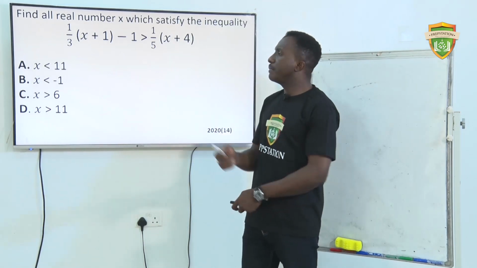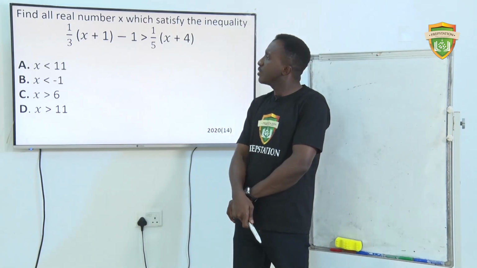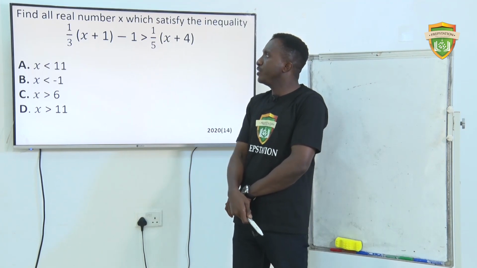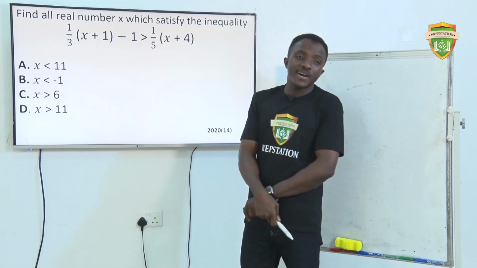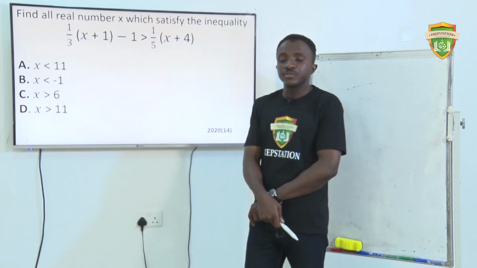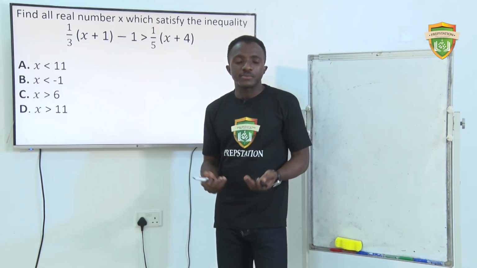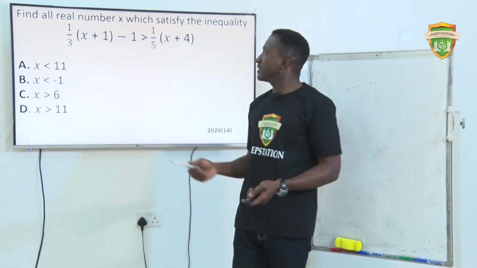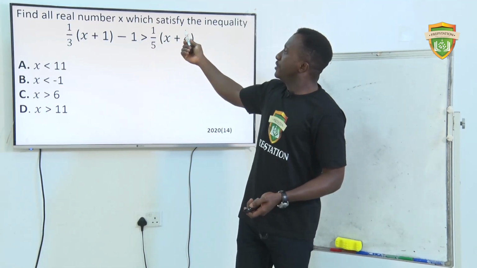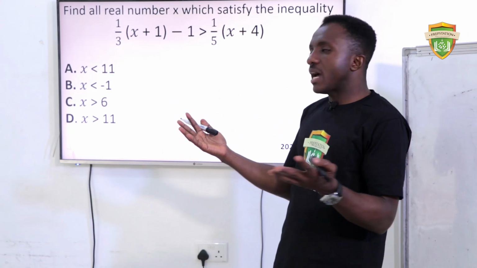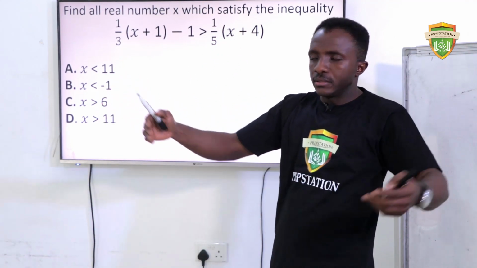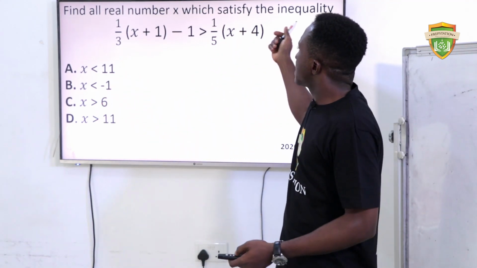Now here we have this question, and the topic is inequalities. Find all real numbers x which satisfy the inequality. So I asked my student one of those days, what's the opposite of real numbers? And he said fake numbers. Well, I don't know if there are fake numbers in mathematics, but find all real numbers. That's numbers that are on your number line. Those are the real numbers which satisfy the inequality.